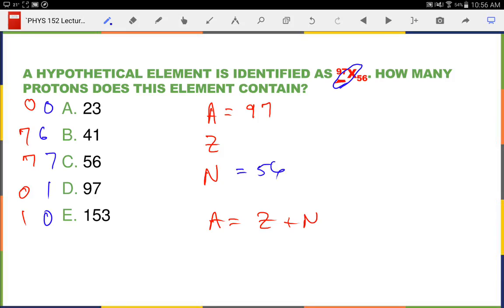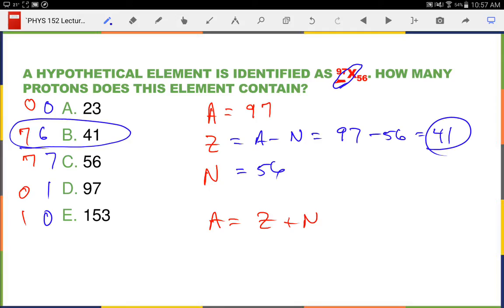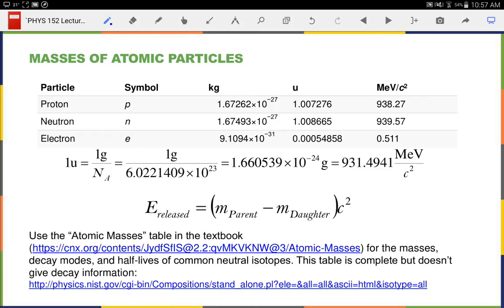Well, since we've identified two of the three, we can find the missing one by doing, as Tori mentioned a while back, Z is equal to A minus N. And so we did have a slight improvement toward the correct answer. It was improvement. All right, now continuing our calculation that we so rudely interrupted.